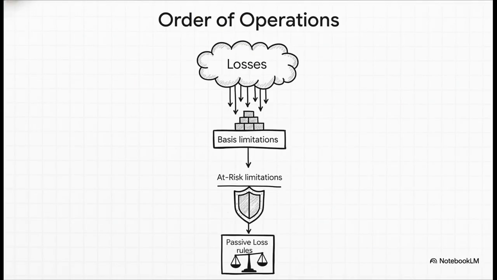Okay. I cannot stress this next point enough. For any tax pros out there, this is absolutely fundamental: the order of operations. The passive loss rules under Section 469 do not get the first bite of the apple. First, any loss has to make it past the basis limitations. That's Section 704(d) for partnerships or 1366(d) for S corps. Then, whatever's left has to clear the at-risk limitations under Section 465. Only the loss that survives both of those hurdles even gets tested under the passive activity rules.